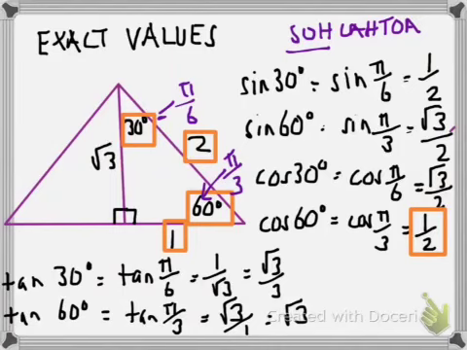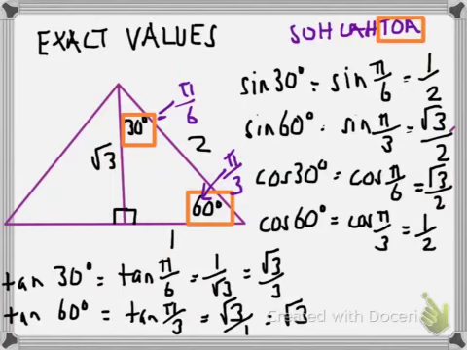Let's look at the tan values. Tan, remember, is opposite over adjacent, and if we look at tan 30, opposite is 1, adjacent is root 3, so we've got 1 over root 3. Now we're just going to digress for a moment and talk about rationalising surds, so I might just pause and go to a new slide just to show you what happens here.